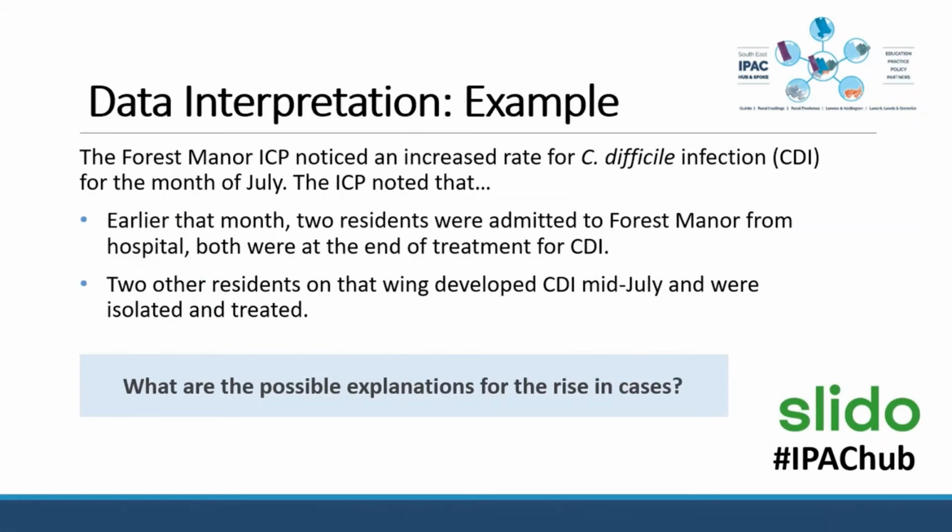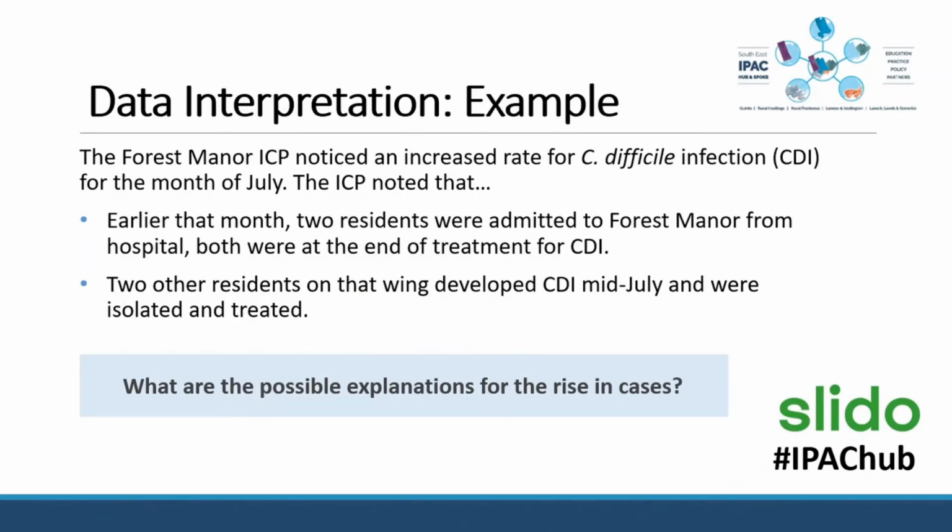The Forest Manor ICP noticed an increased rate for C. difficile infection, so CDIs, for the month of July. The ICP noted that earlier that month, 2 residents were admitted to Forest Manor from the hospital. Both were at the end of treatment for CDI. 2 other residents on that wing developed CDI mid-July and were isolated and treated.